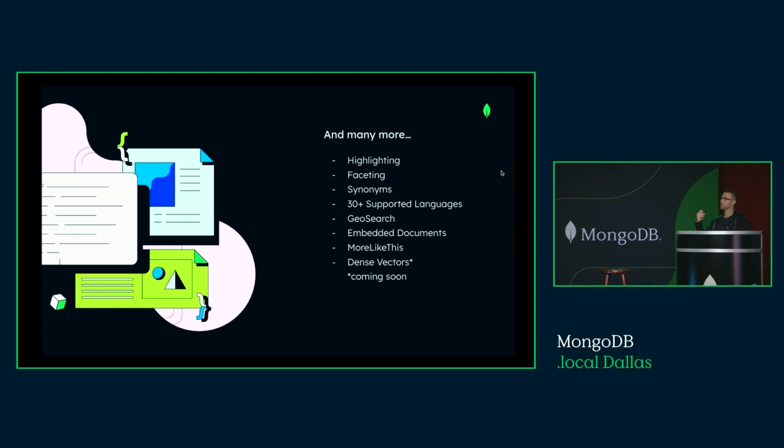30 supported languages. Geo search, so doing geo near a certain topic, or this is your Airbnb search, as in, give me everything within 30 miles of Disney World that matches this text. Geo search is great for that. Embedded documents, obviously, because MongoDB is based on a JSON object model, we're going to have embedded documents.